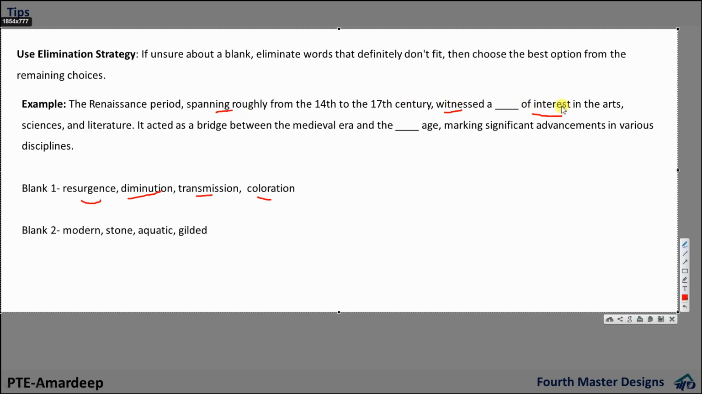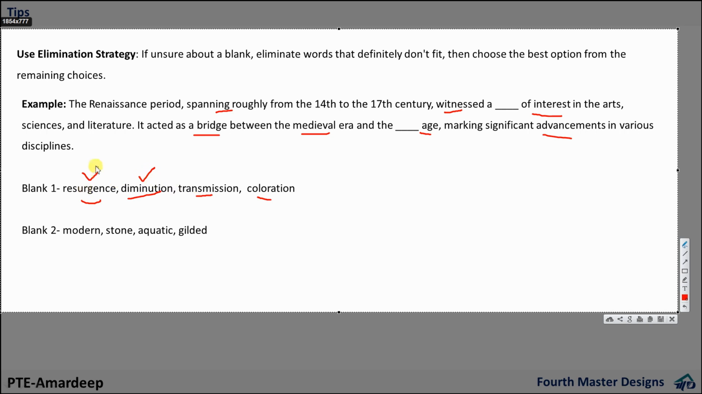Spanning roughly, witness a dash in the arts. It acted as a bridge between the medieval and dash age, making significant advancement in. So, we are getting something like a positive vibe here. They are hinting like it increased. So, resurgence is the closest one. Okay, increase.